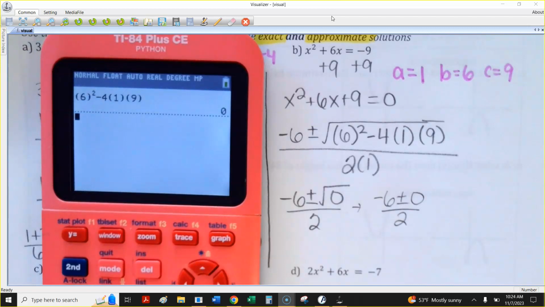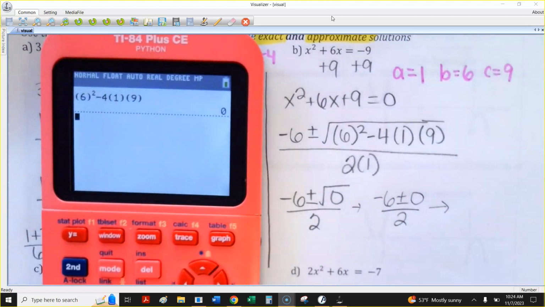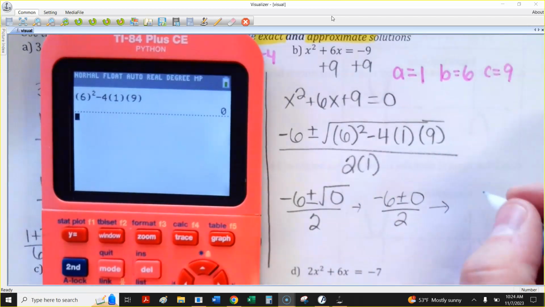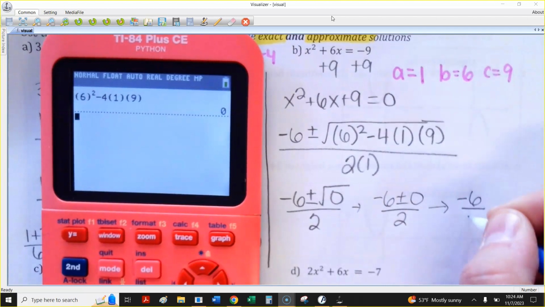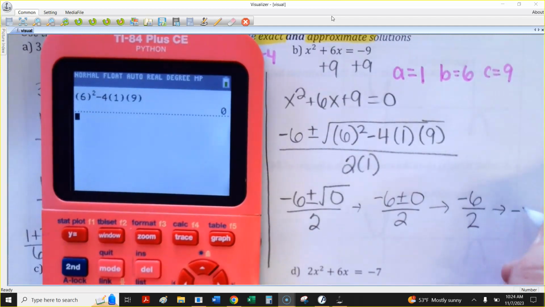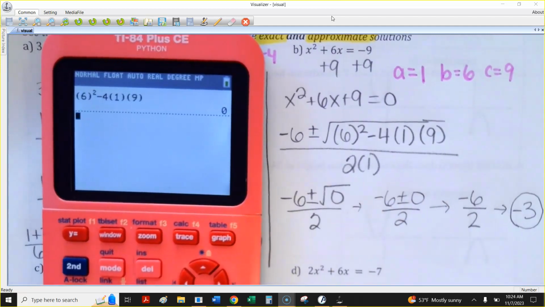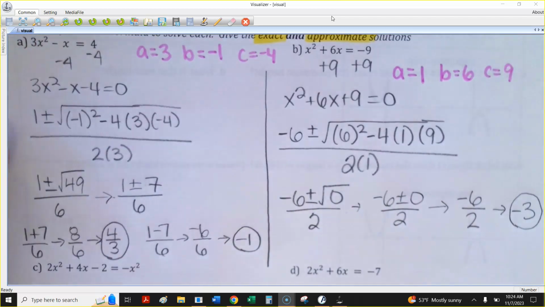It's the same. So in this situation, if you get 0 under your square root, the top of the fraction is just going to be the opposite of B over whatever your 2A was. So this actually just has one answer. In this case, this is just an exact answer, I'm not rounding anything. It was a nice number. It's just negative 3.